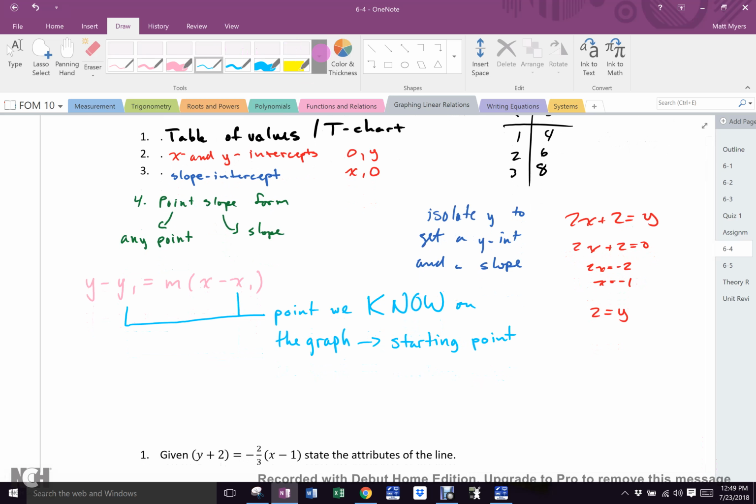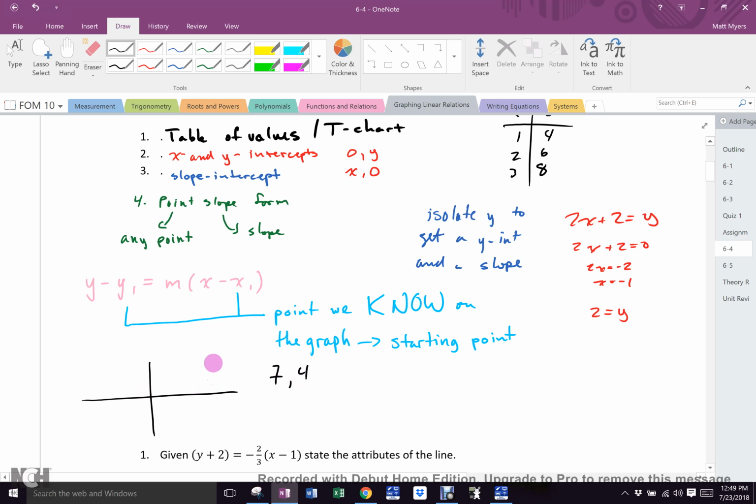If I have a graph, and I'm going to sketch a graph right here, somebody give me a number between 1 and 10. 7. And another number between 1 and 10? 4. Where would 7, 4 be? Right? 7 over, up 4, correct? Everybody agrees?